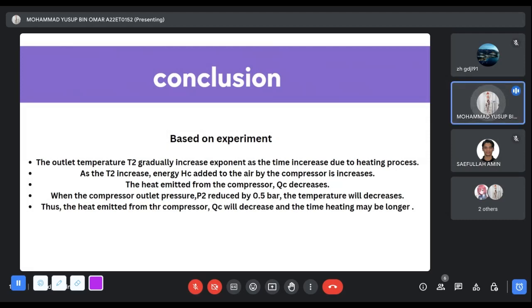So, for the conclusion, based on our experiments, the outlet temperature T2 gradually increases exponentially as time increases due to the heating process. As T2 increases, the energy Hc added to the air by the compressor increases. The heat emitted from the compressor Qc decreases. When the compressor outlet pressure P2 is reduced by 0.5 bar, the temperature will decrease. Thus, the heat emitted from the compressor Qc will decrease and the heating time may be longer.